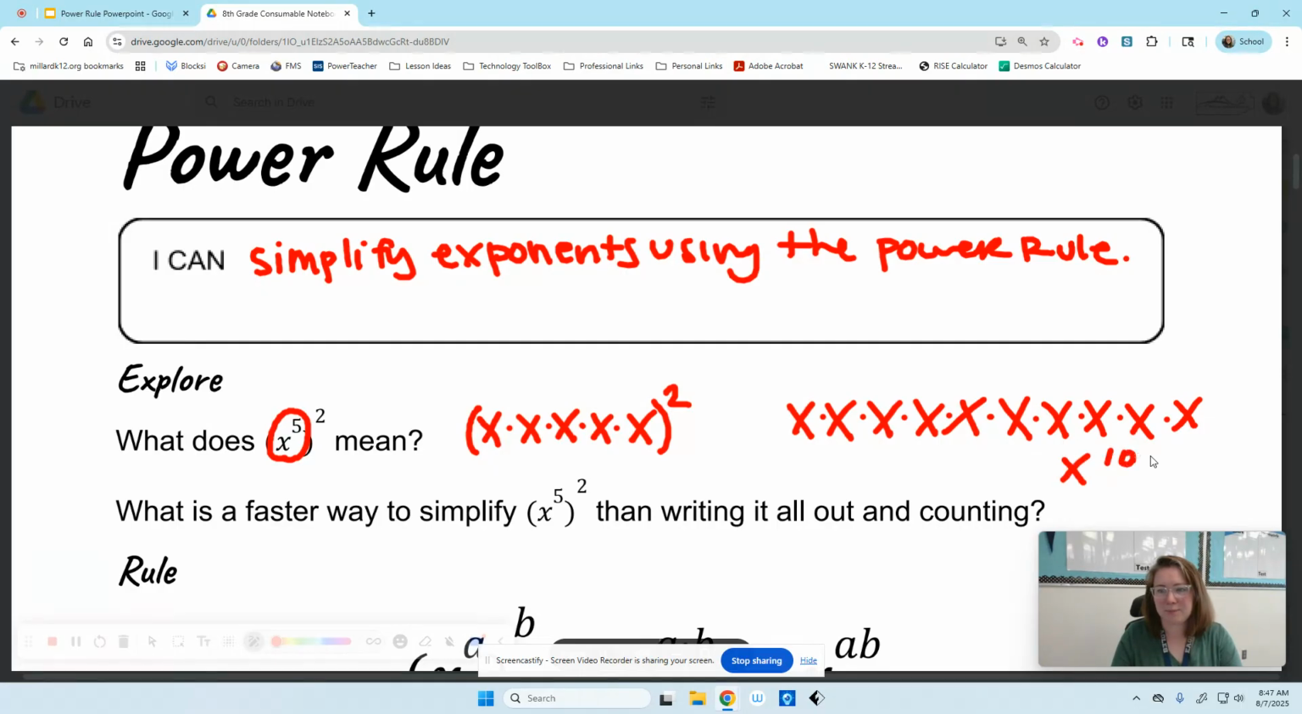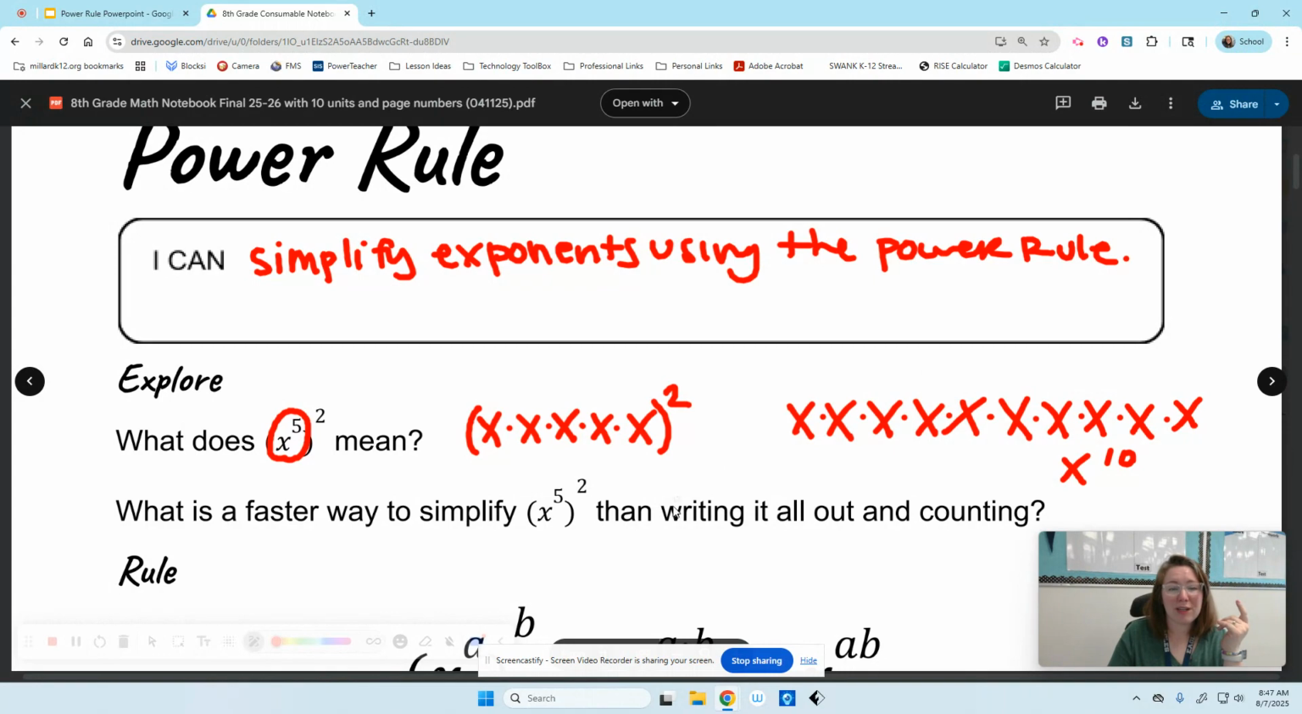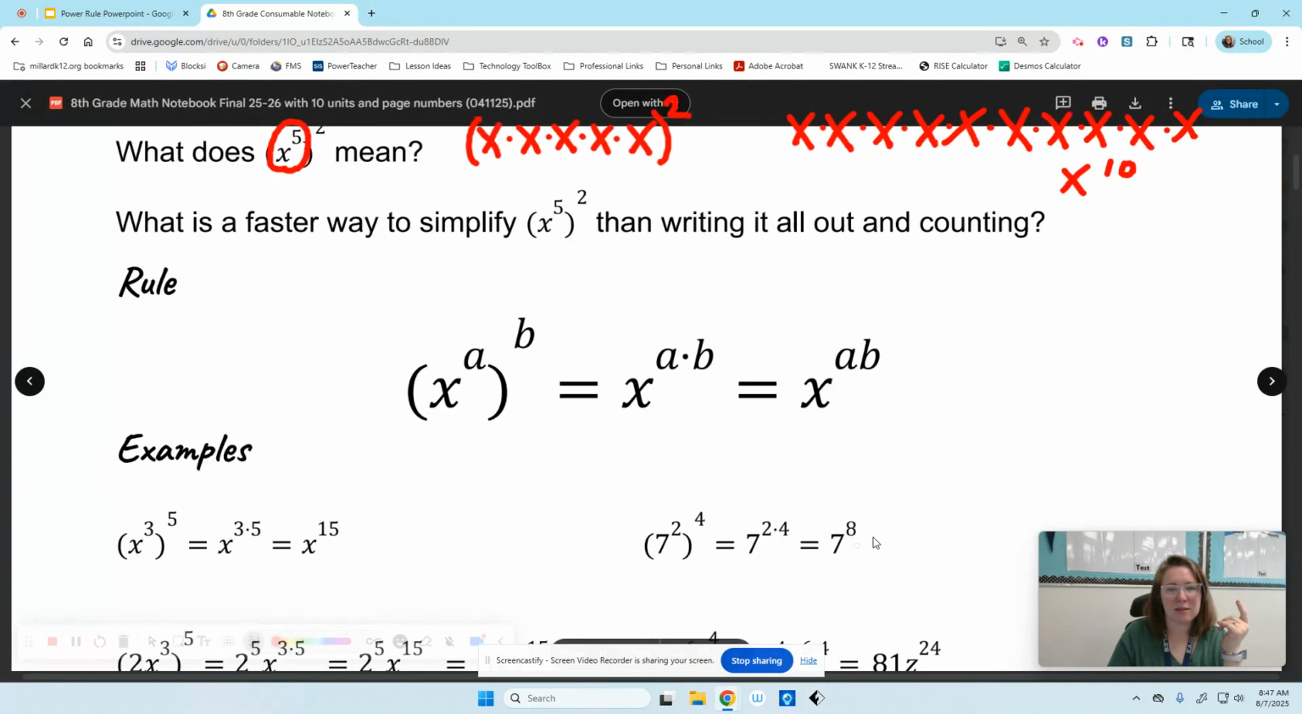X to the 10. Okay, what's a faster way to simplify x to the 5th, all of that to the power of 2, than writing it all out and counting? Well, the numbers 5 and 2, what can I do with those numbers to get the number 10? I can multiply.